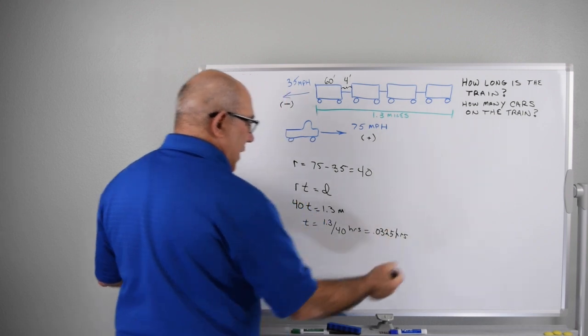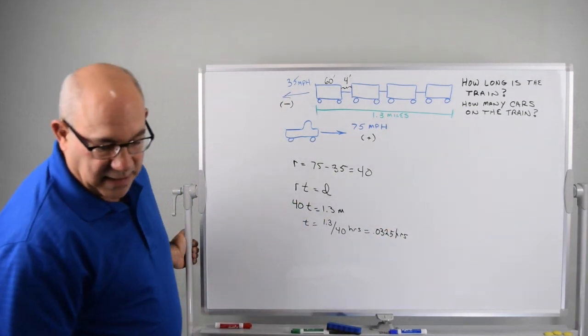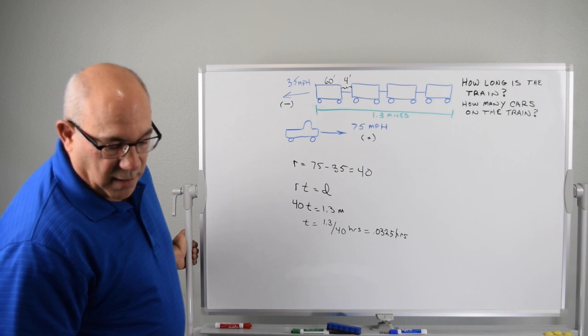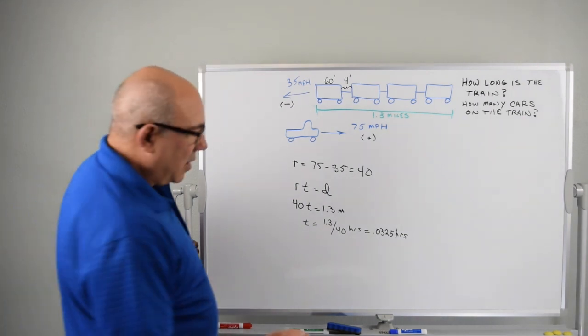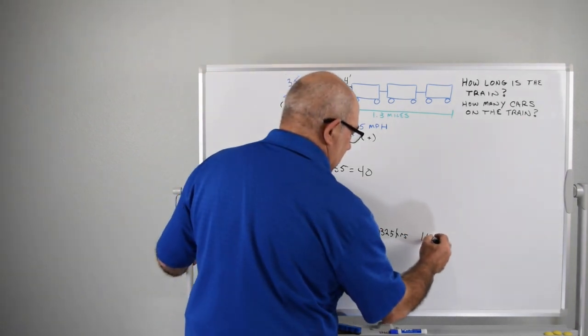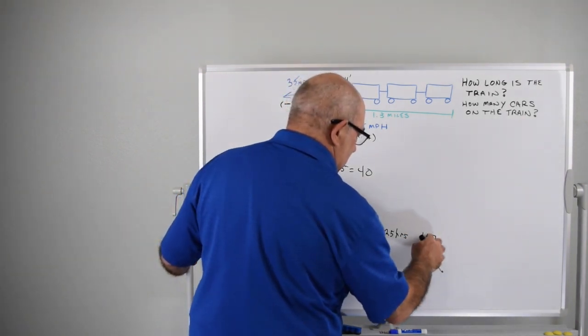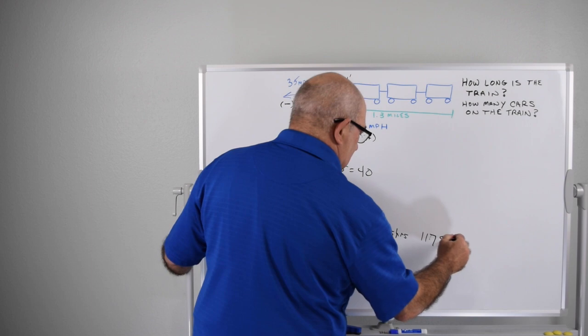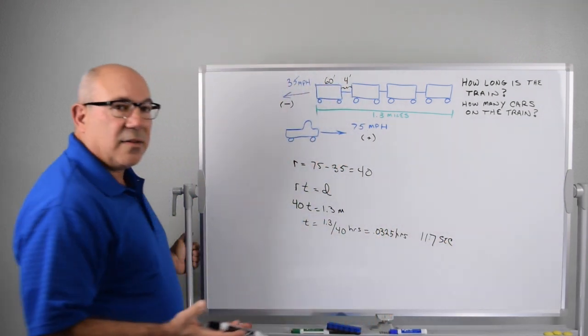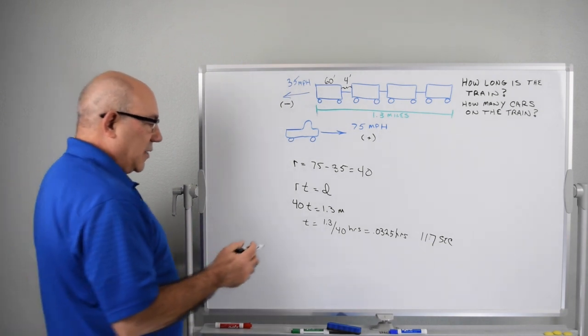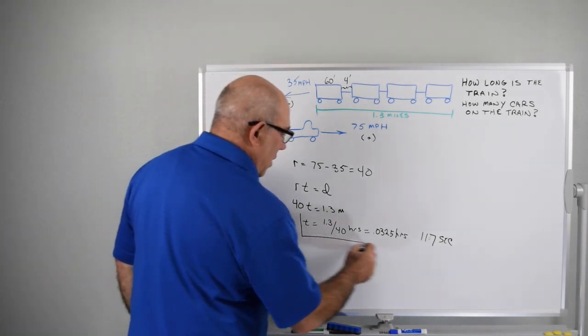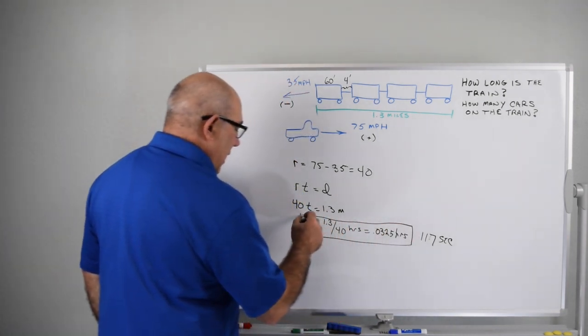If we multiply that by 3600, we get seconds. And so it's about 117 seconds. Okay, so almost 2 minutes to pass the train, which is about what I experienced. So I'm thinking this is right. And so we have that value.